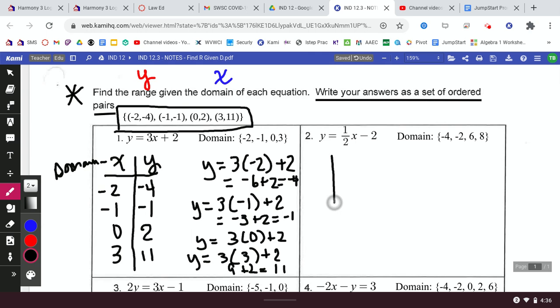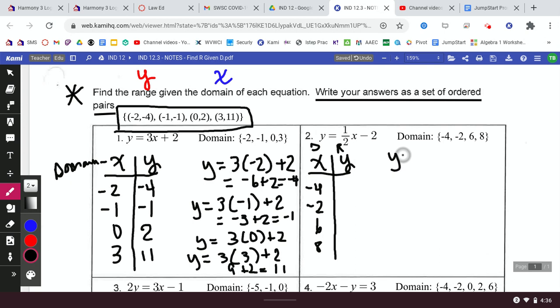And so I'm going to go ahead and write my t-chart here with my x's and my y's, right? X is your domain and y is your range. And so I'm going to plug in the domain they give me here: -4, -2, 6, and 8. So for every one of these, you're going to have a t-chart. You're going to fill in your domain or your x's, and then you're going to work the problem however many times you need to in order to get the corresponding y's.